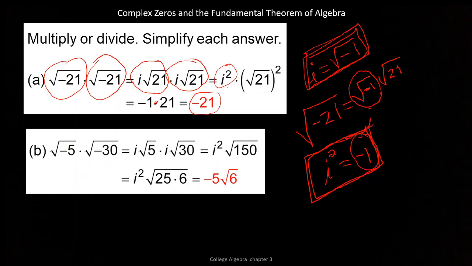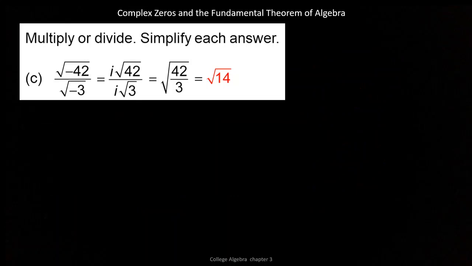Here's another example. Again, negative 5 under radical doesn't make sense. So we can write it as i square root of 5. And this doesn't make sense, so we write it as i square root of 30. And when you multiply, we get basically square root of 150. And 150 can be written as 25 times 6. And 25 comes out as 5. And i squared is negative 1 again. So that's negative 1, and then that's just 5 square root of 6 times negative 1. That's negative 5 square root of 6.